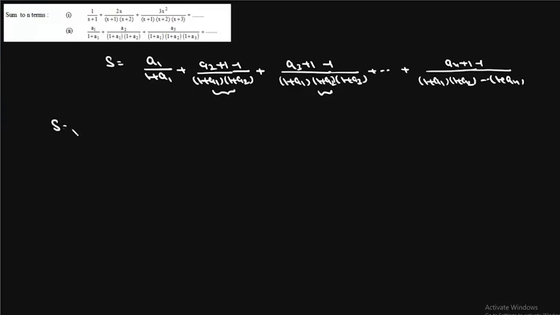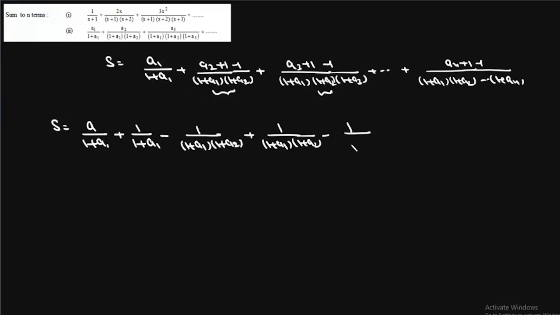So we can write this sum as a1 upon 1 plus a1. Now here a2 plus 1 will cancel, so it'll be 1 upon 1 plus a1, and then minus 1 upon 1 plus a1 into 1 plus a2. In the same way, a3 plus 1 will cancel, so it'll be 1 upon 1 plus a1, 1 plus a2, and then minus 1 upon 1 plus a1, 1 plus a2 and 1 plus a3, and will continue, and in the end we'll have minus 1 upon 1 plus a1, 1 plus a2 up to 1 plus an.